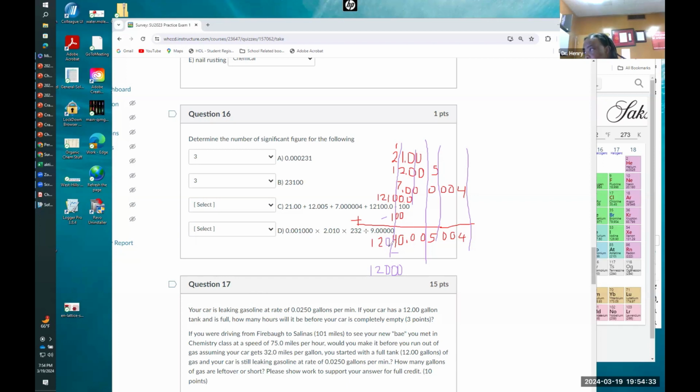Right? But would this guy still be significant? This one right here. That I had the line over. So we'd probably write it in scientific notation. So it'll be 1.20, right? Because this is where significance would actually end between here. So that 0 is going to be significant. So I'd write it as 1.20 times 10 to the 4th power.